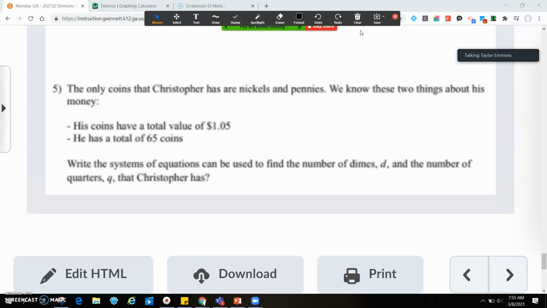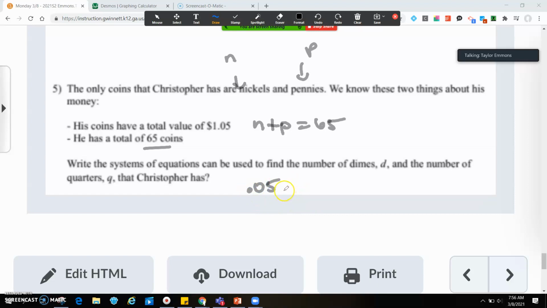All right, last one. The only coins that Christopher has are nickels and pennies. We know these 2 things about the money. His coins have a value of $1.05. Okay, so we've got nickels and pennies. So nickels plus pennies is going to give us 65 coins, because he has a total of 65 coins. Then just try to figure out how much he's got of each.